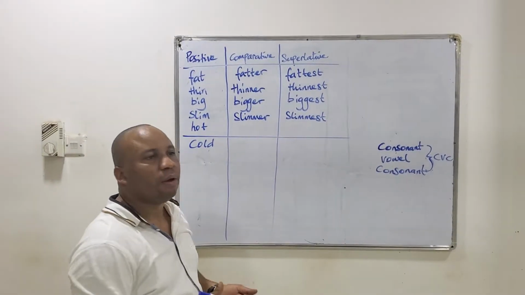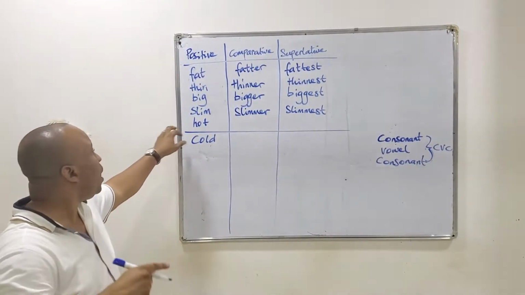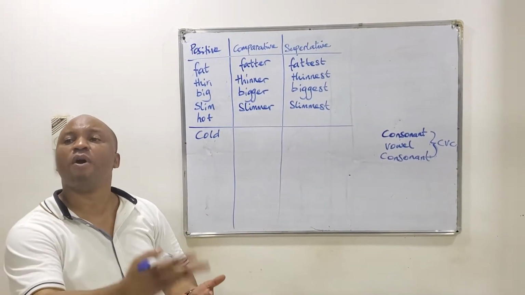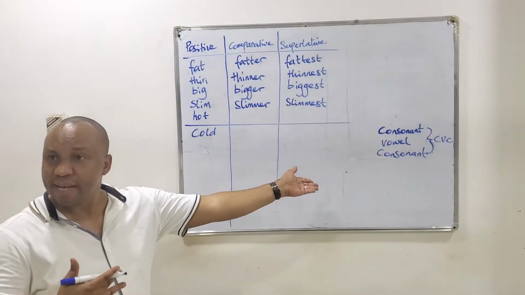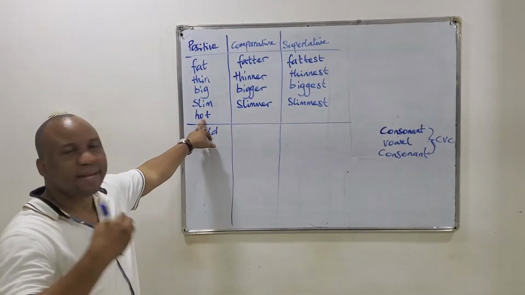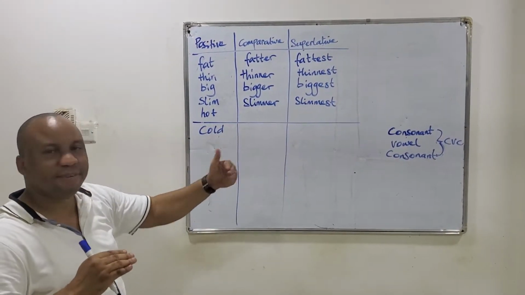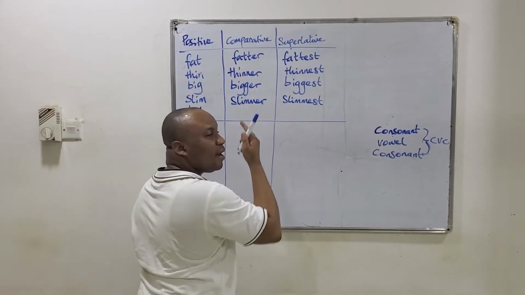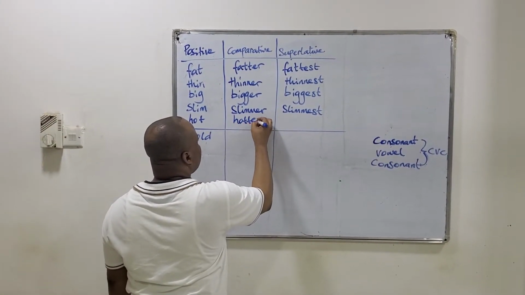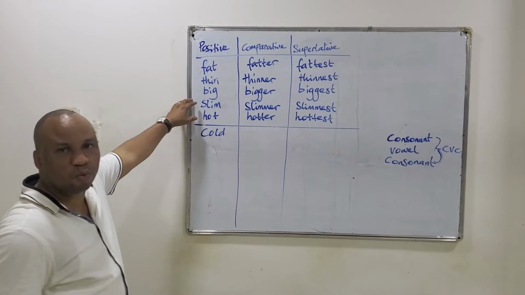Okay, hot. How many syllables? Okay, one syllable. But look at the last three letters. H-O-T. Do they correspond to CVC? Yes, they do. Because H is a consonant. O is a vowel. T is a consonant. So they correspond to CVC. So what do we do? We double the last letter T before adding ER. Hot becomes hotter and hottest.